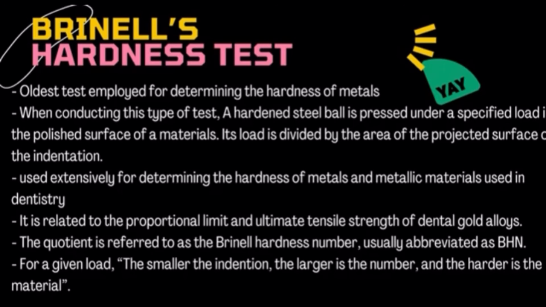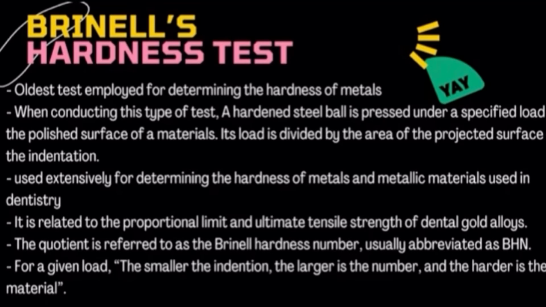So the first hardness test we have is the Brinell test, which is the oldest test employed for determining the hardness of a metal. When conducting this type of test, a hardened steel ball is pressed under a specified load into the polished surface of a material. The load is divided by the area of the projected surface of the indentation. This test is extensively used for determining the hardness of metals and metallic materials that we use in dentistry.